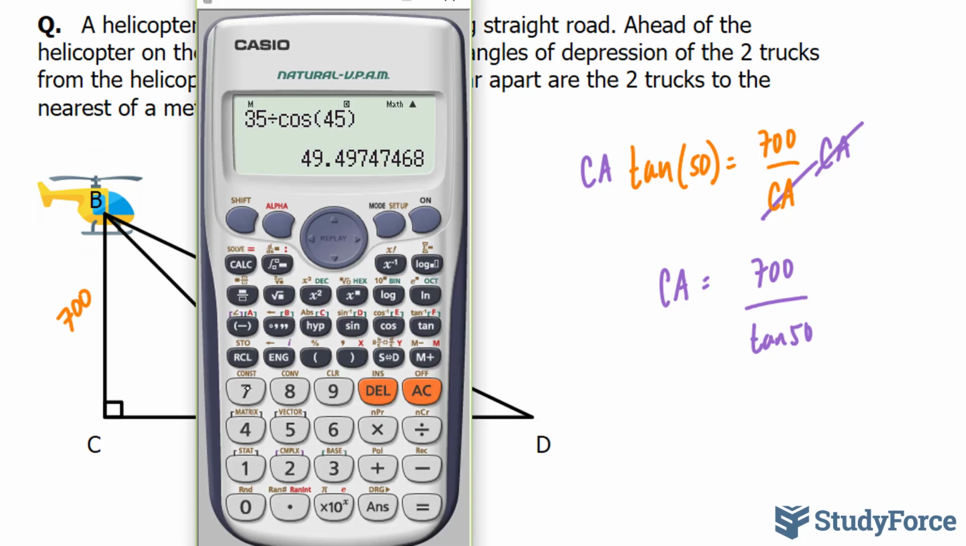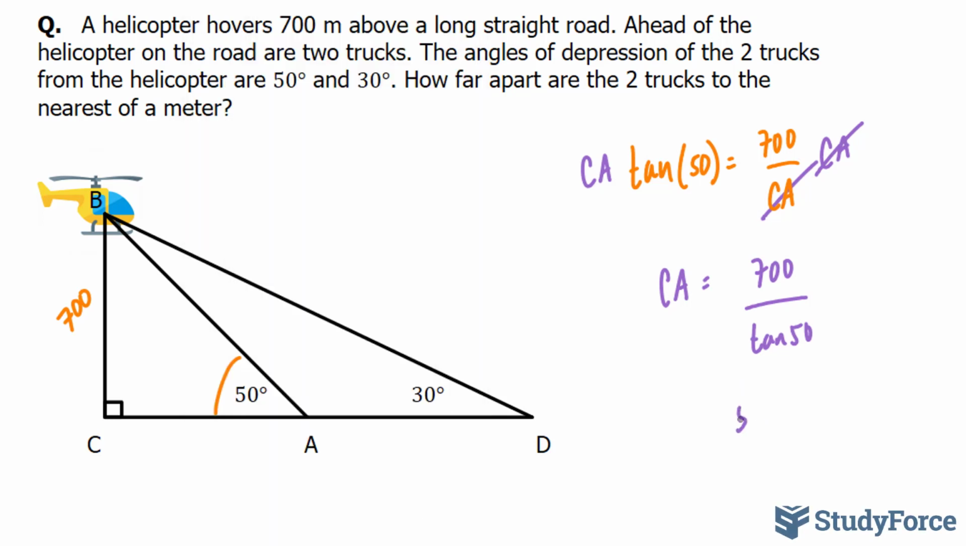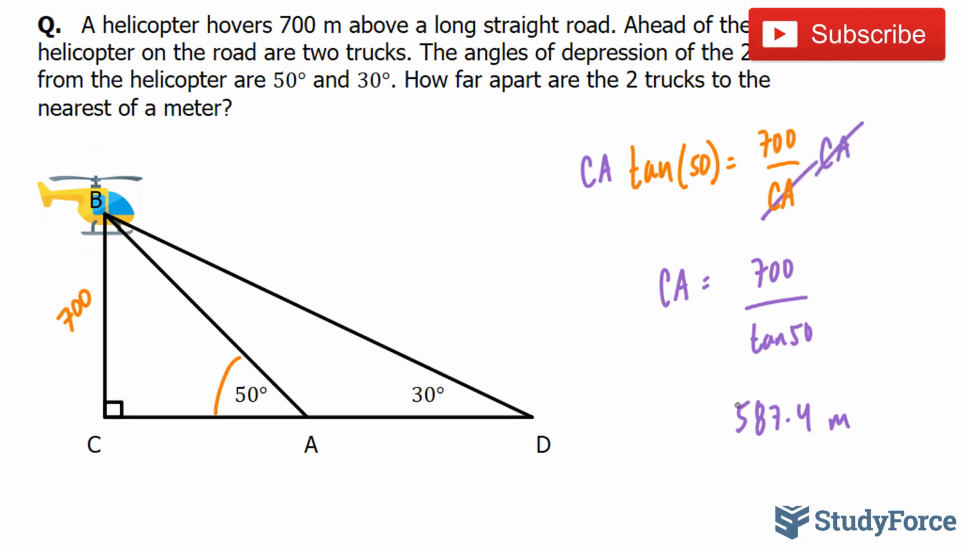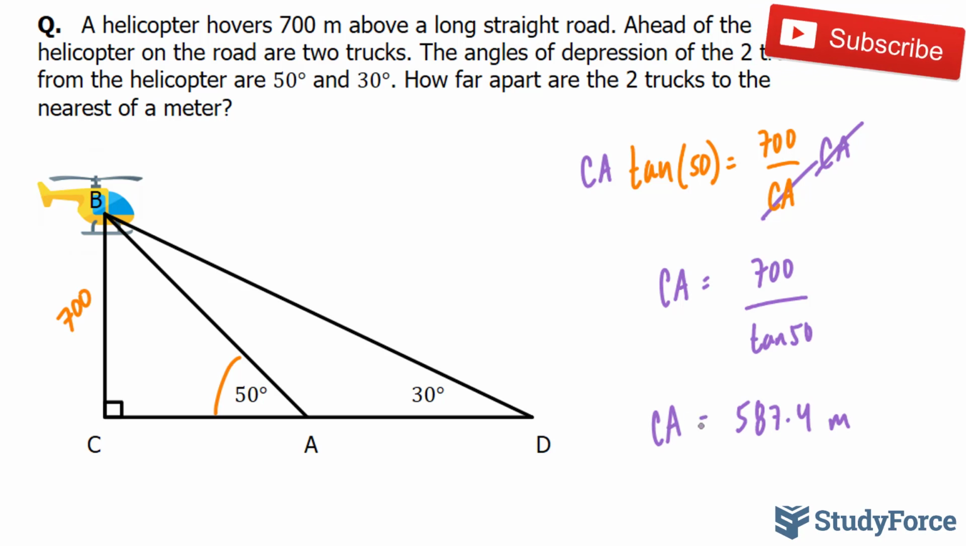So I'm going to take 700 and divide it by tangent 50. Make sure your calculator is in degrees. It's very important. And we end up with a distance of 587.4 approximately. And that is in meters. So we just found the distance between the helicopter and the first truck, which is denoted as CA.